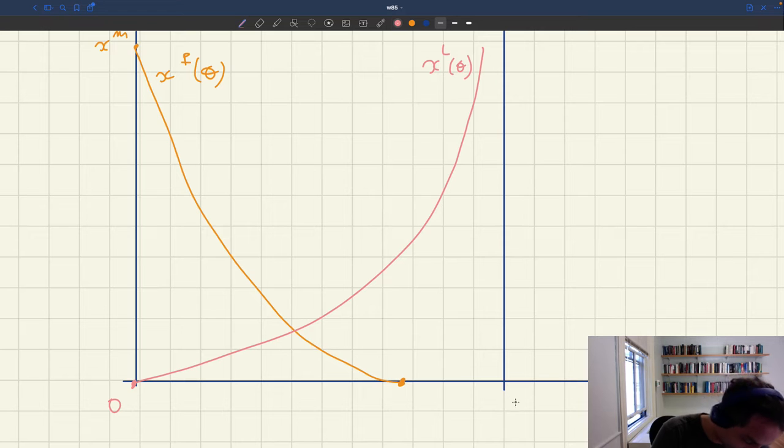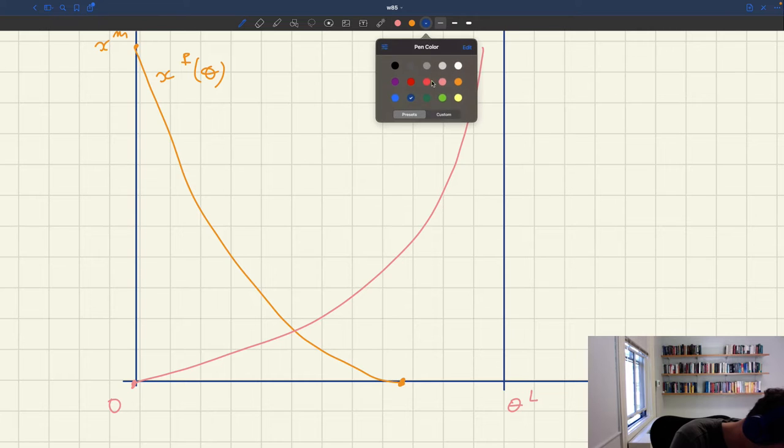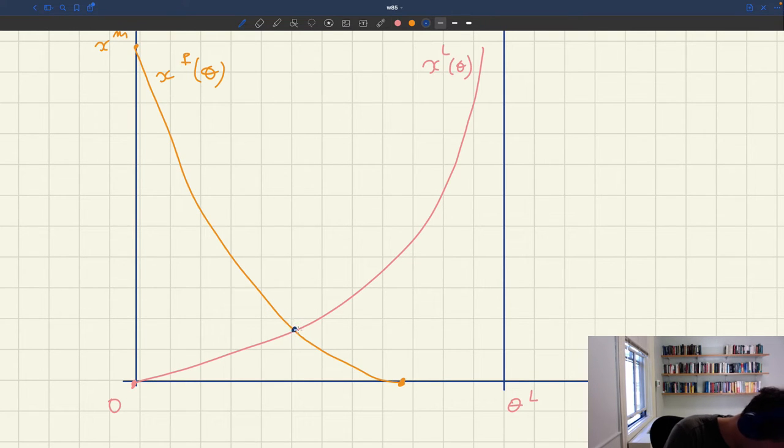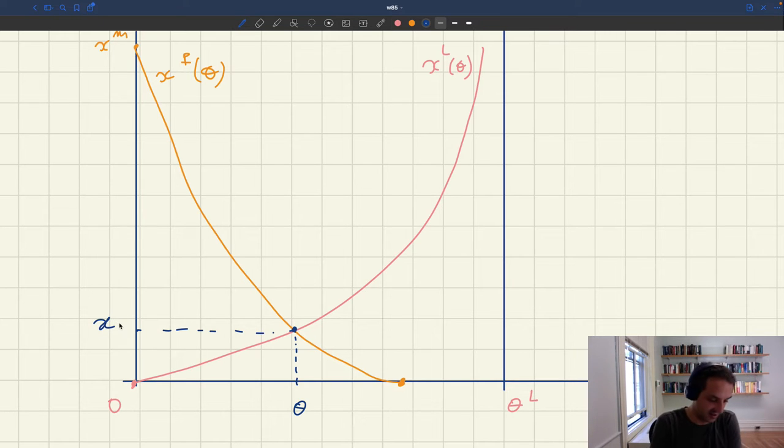And this vertical asymptote was at a tightness level theta L that we had computed here. Okay, and then the solution of the model, therefore, is going to be here. So this is at one position. We have our labor market tightness and our product market tightness. So that's one solution. And indeed, it is going to be unique.